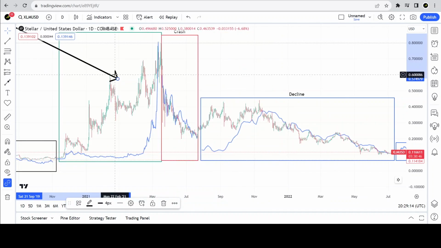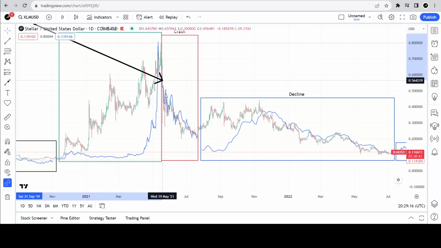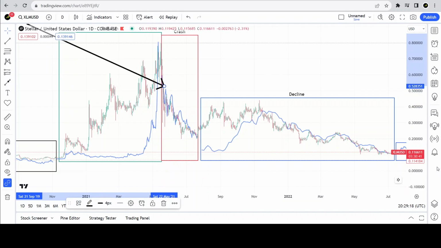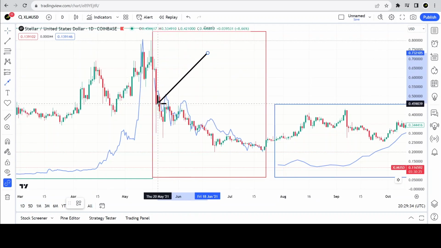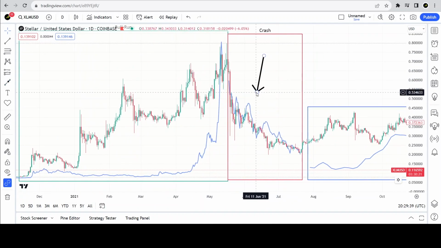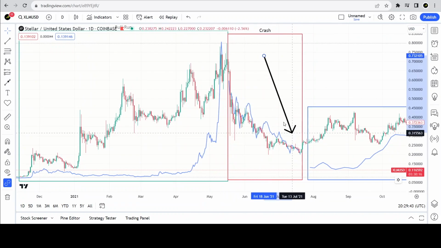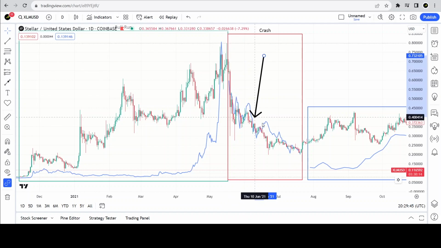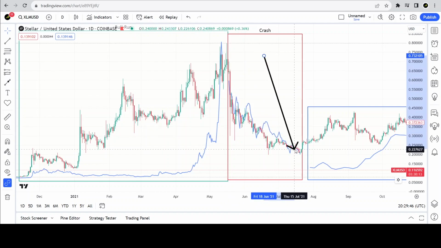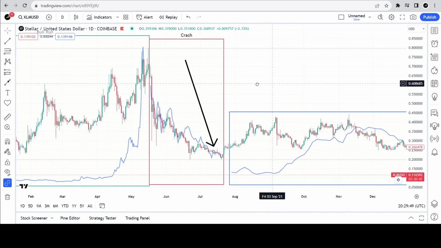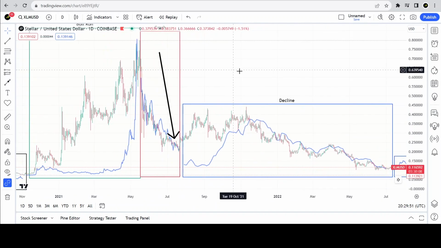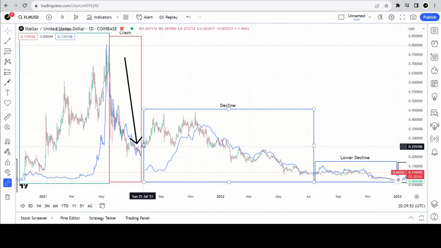So after this bull run takes place, we have the crash. Let's zoom in on that a little. And you can see how both crashes are similar, with the stair step down to a low point. So this is where price moves aggressively, and it comes to a bottoming out before moving back up in the decline structure.